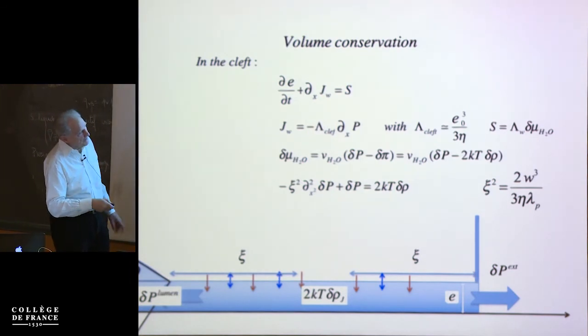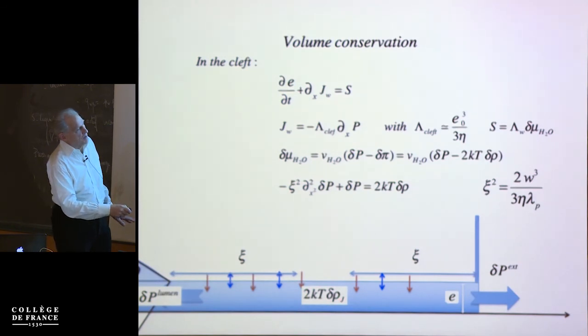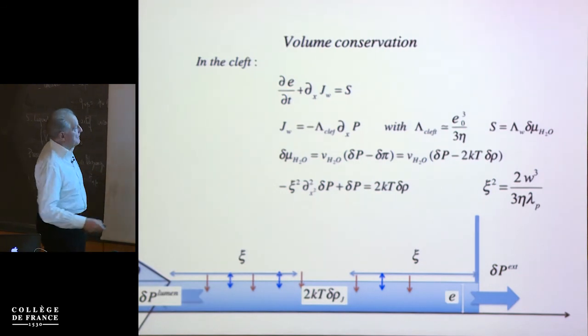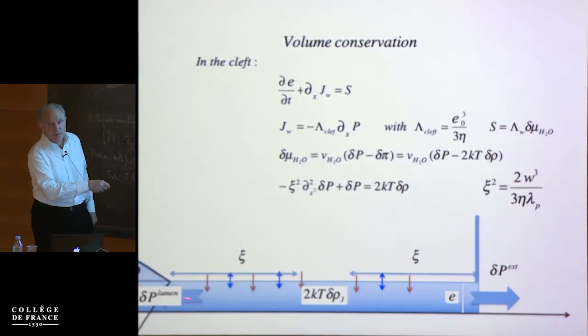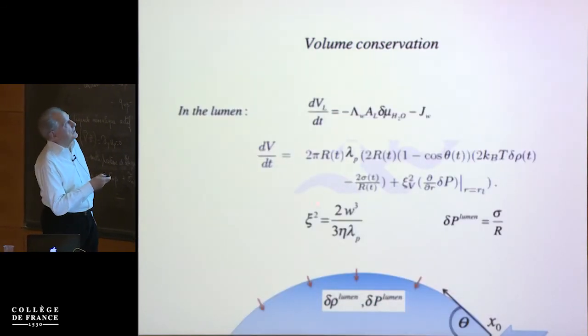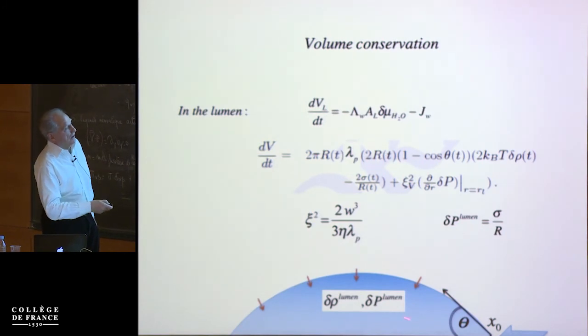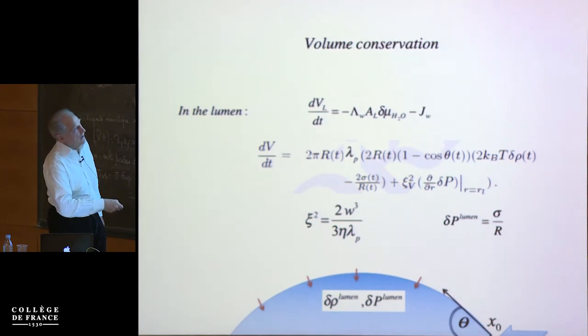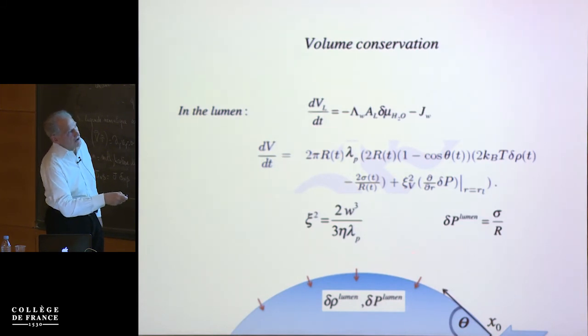But so if we look at a distance large compared to the screening length, the pressure here will be given by the osmotic pressure. But if you sit close here, it will be much closer to the external pressure. If you sit here, it will be close to the lumen pressure. And now we can also work out the volume conservation in the lumen, which is basically similar equations with the same screening lengths, and it controls the flux there. From solving the equation that we just introduced, we know the pressure at any given time.